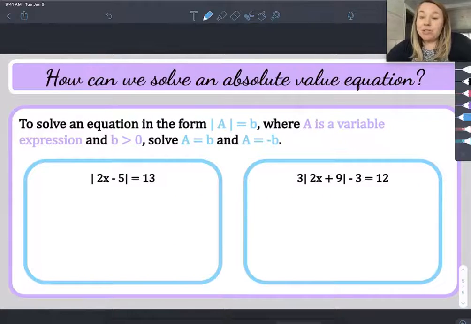So that's what happens when we're just left with x on the inside of the absolute value, but sometimes we're not. If we are solving an equation in the form of the absolute value of a, where a is your variable expression, is equal to b, b has to be greater than 0. B can also equal 0 as well, but most of the time we're going to be looking at b greater than 0. We are going to solve for a equals b, and then a is equal to negative b. So what we were just kind of practicing before.